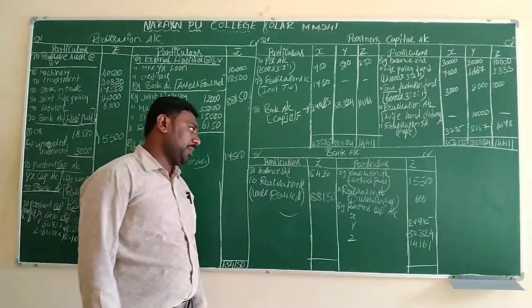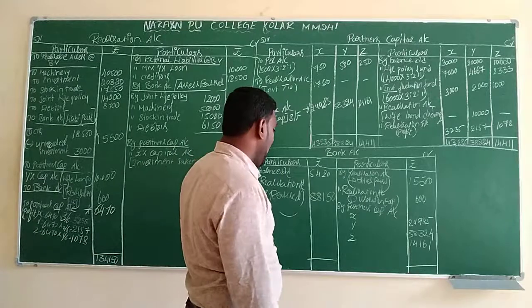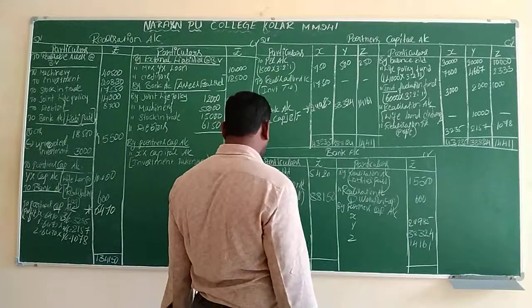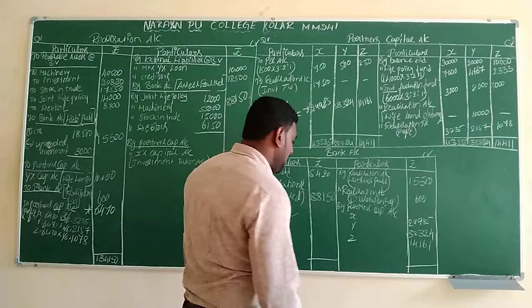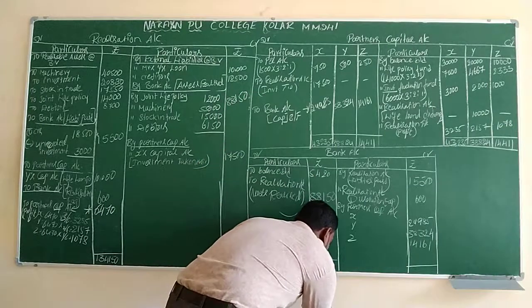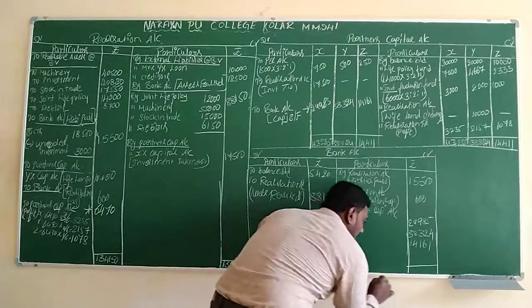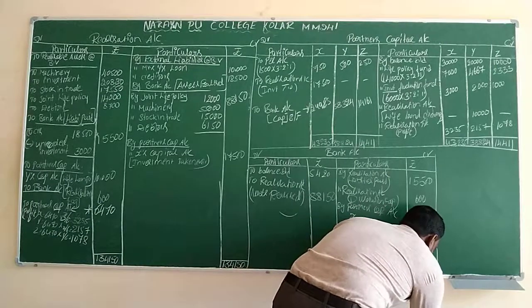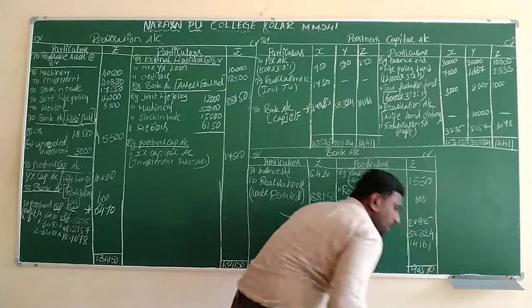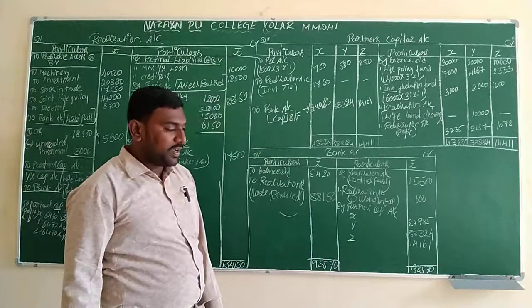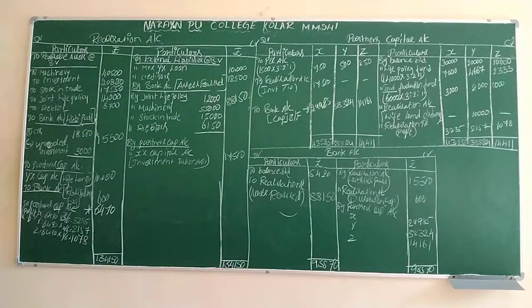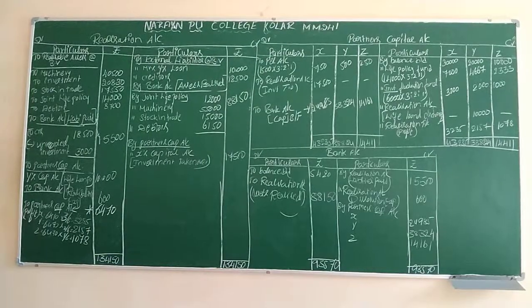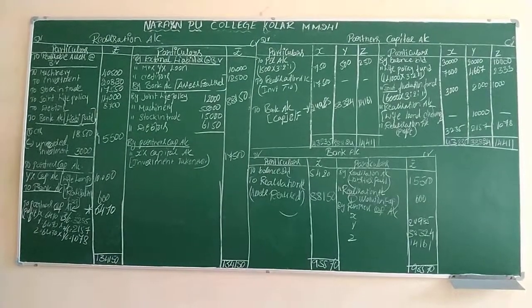Now it's time to make a total. 88,150 plus 5,420, so totally 93,570. Similarly, we have to write 93,570. So all the transactions we have to transfer, all the contents we have to fulfill. Now it's time to make a total. We will get the equal total also, and the bank balance equally.